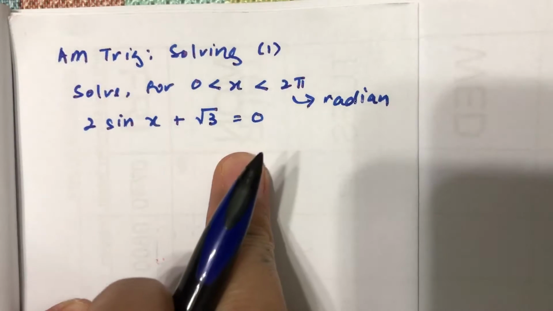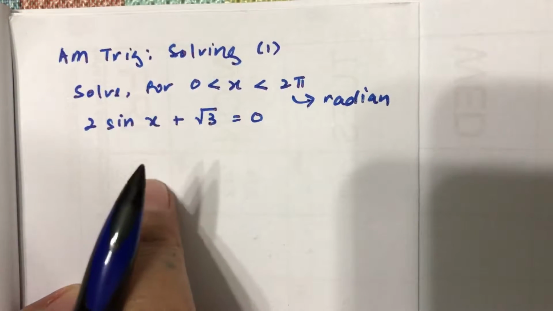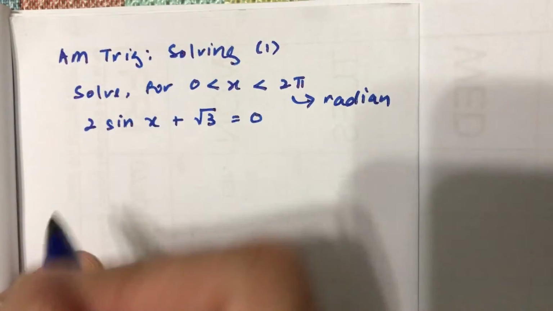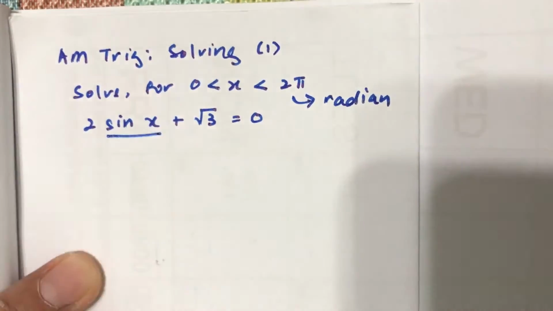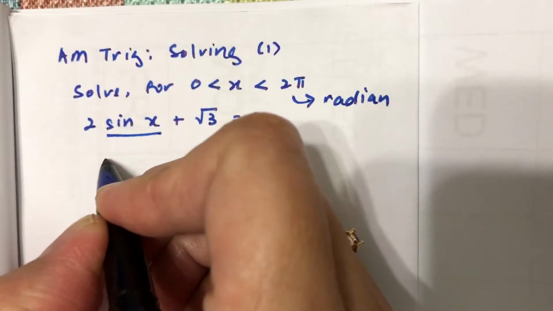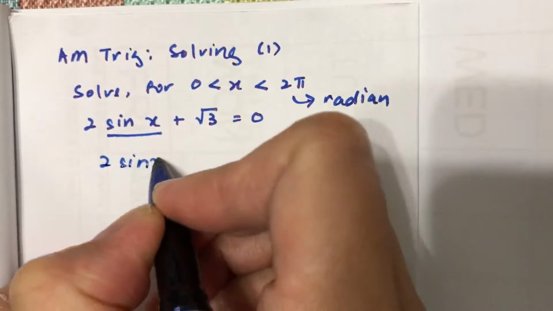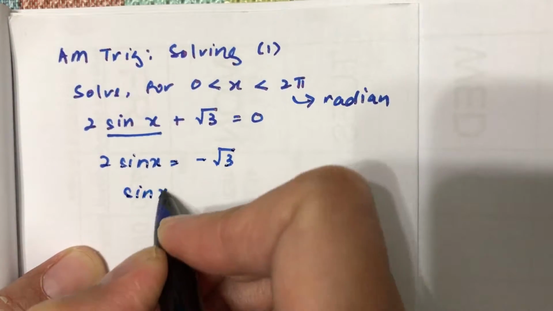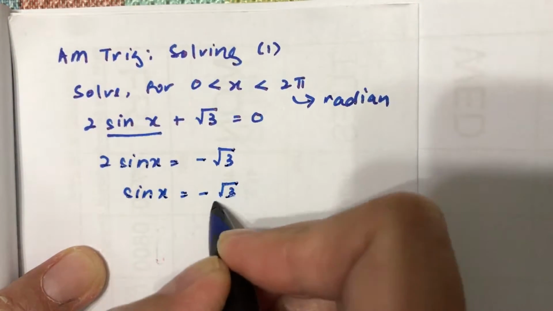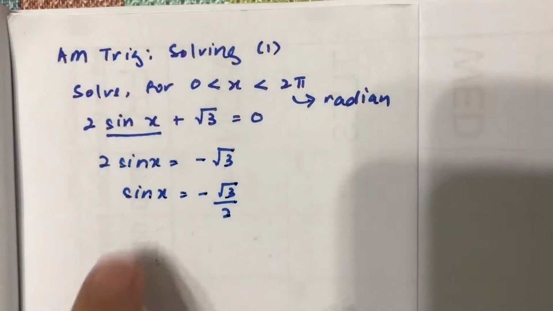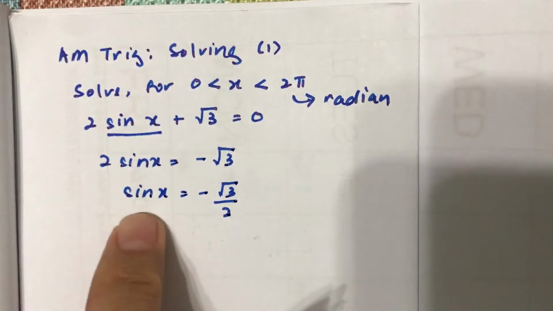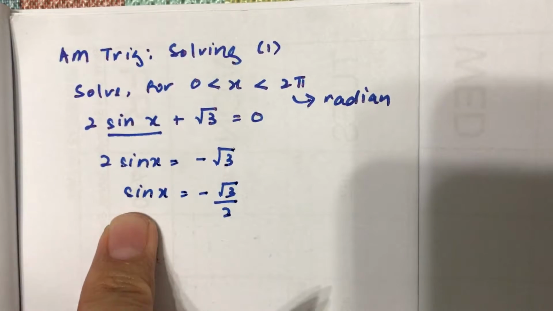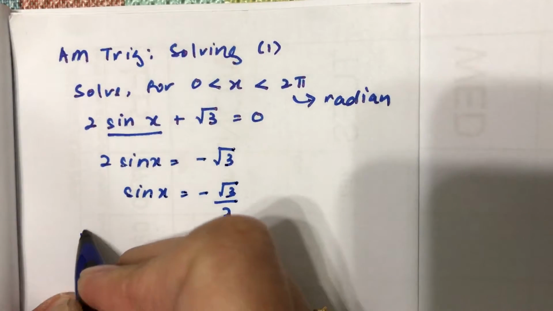So in order for you to be able to solve this, you can only have one trigo function on the left hand side. So what we're going to do is make sine x the subject. Alright, so we're going to have 2 sine x equals negative square root 3, and we have sine x equals negative square root 3 over 2. So we have one trigo function on the left hand side, and this is what we aim to do. Alright, so that it will be easy for us to do the very first step.